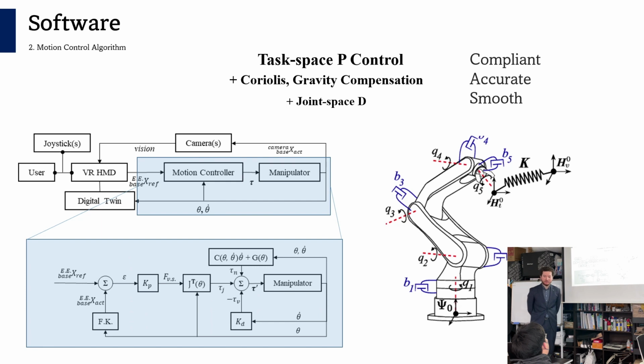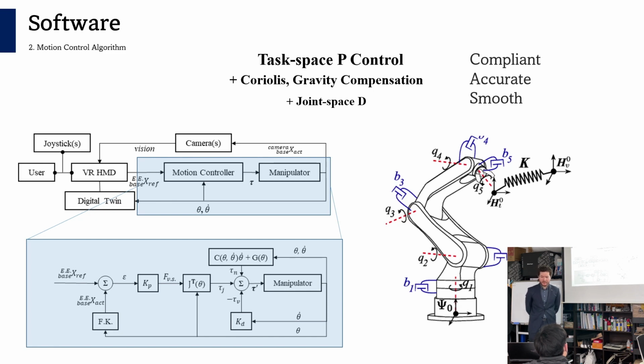Now I can present the motion control algorithm, which is implemented in my manipulator. My main reason for implementing the torque control motion algorithm is for compliancy and safety. This algorithm has three main components. Task space P controller, which is simply a virtual spring between the reference and actual end effector pose, which is illustrated in this right side picture. Compliance control.